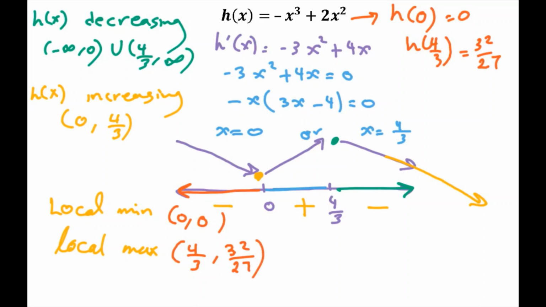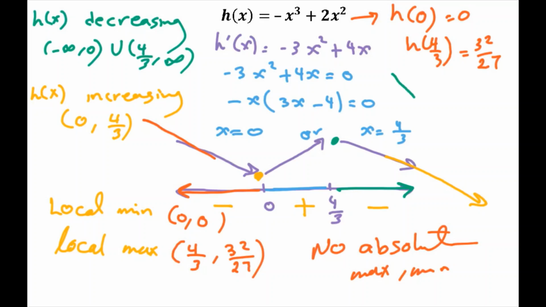And as you can see, no absolute maxima or minima, because the function comes from up all the way down. The graph of the function will look something like this. Goes down, up, and then down again, something like that. Okay?